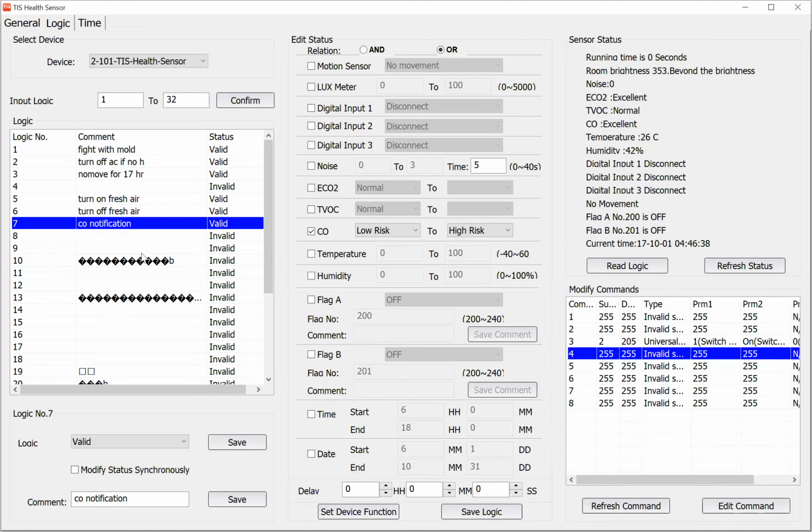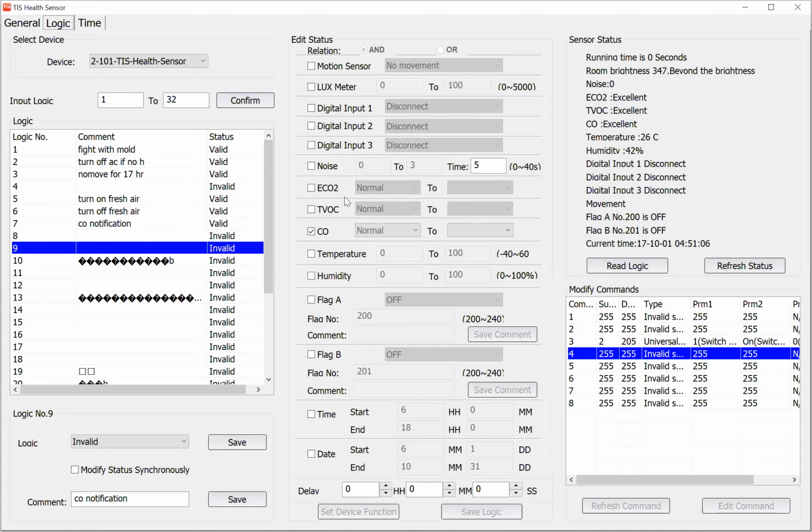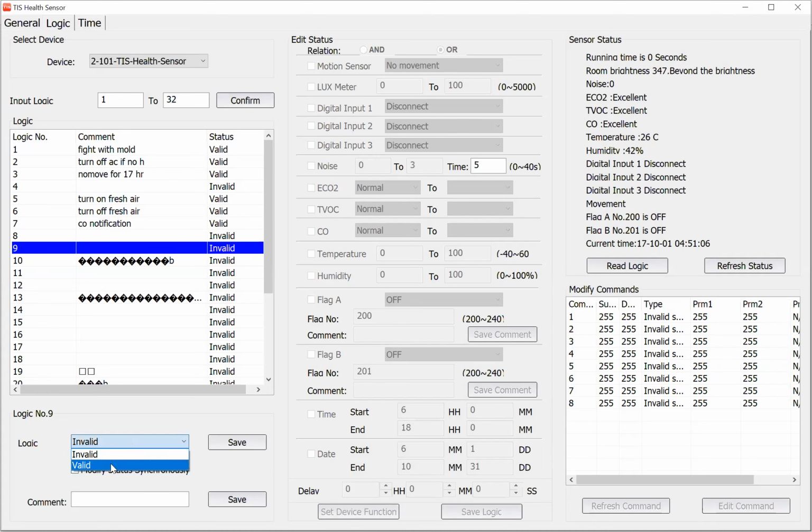Okay, let's do another example. Here for baby crying. For example, some parents want to know if the baby is crying, at night for example, when they are sleeping and the baby is sleeping in his or her room. Tell them. Okay, it's very, very easy.